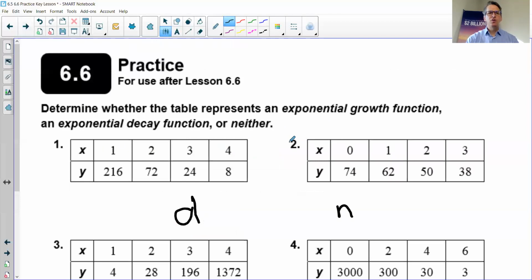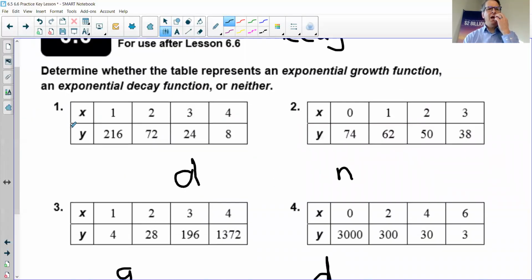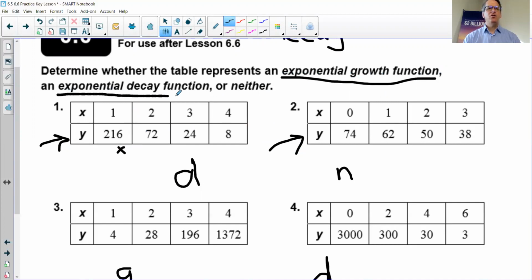Now we're going to go on to your decay worksheet. So if you have that, you have your work here. So this was decay. Okay, so you're given these tables with x and y, and you want to look at this y and see what it's doing. Okay, and if you can see a pattern of exponential growth, multiplied by the same thing each time, it's a growth. If it's multiplied by the same thing each time, it could be a decay, or it could be neither. Okay, so this first one's a decay.